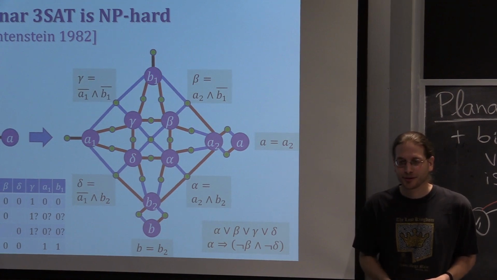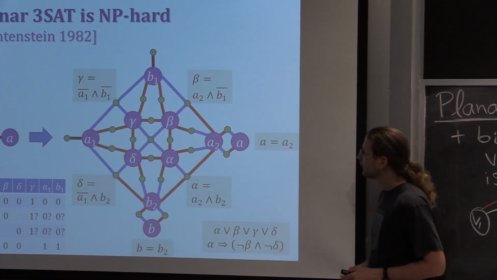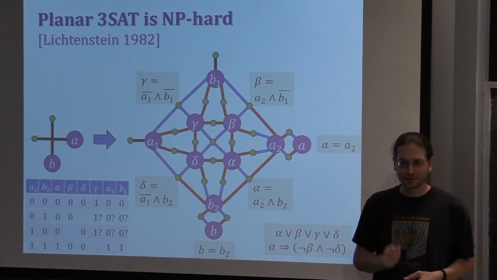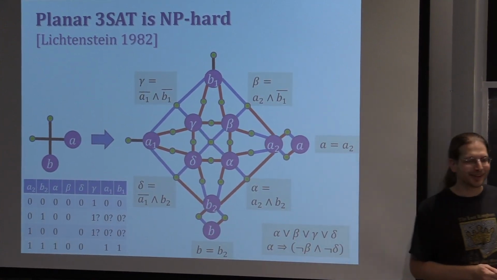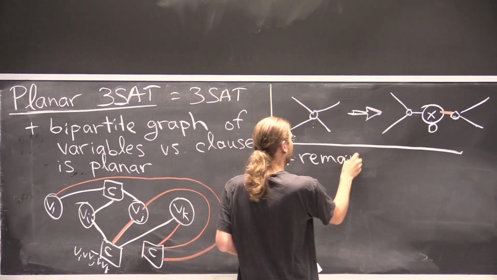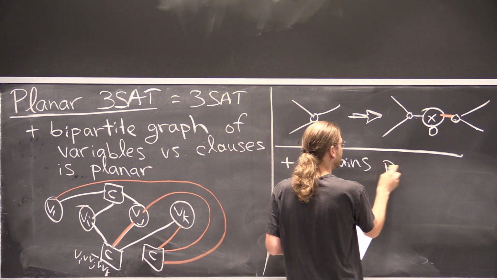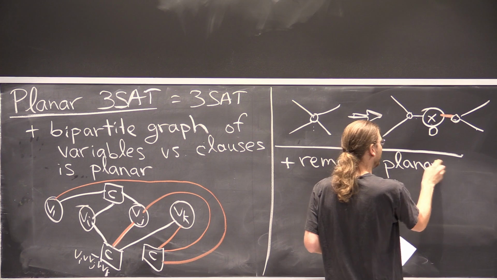Yeah. Why did we include the A equals A2 and B equals B2? I think it's for the next slide. The next claim is that not only is that bipartite graph planar, but it also remains planar if we connect all the variables together.